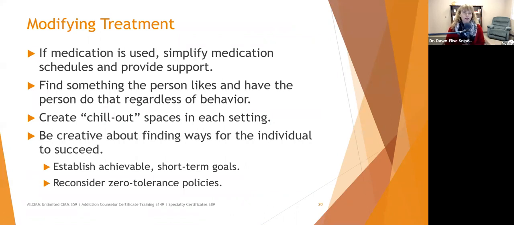We want to reconsider those policies. And I know from a teacher's perspective that can be overwhelming because they've got 15 or 30 children that they're trying to control and teach and do all that kind of stuff, which is where the school counselor and school psychologist come in.